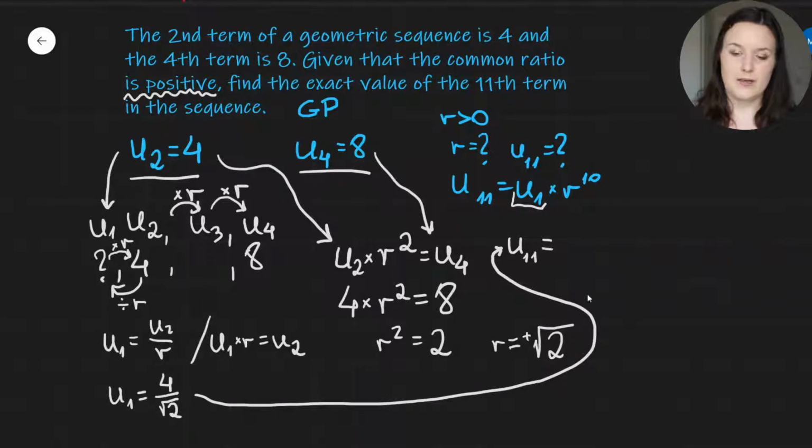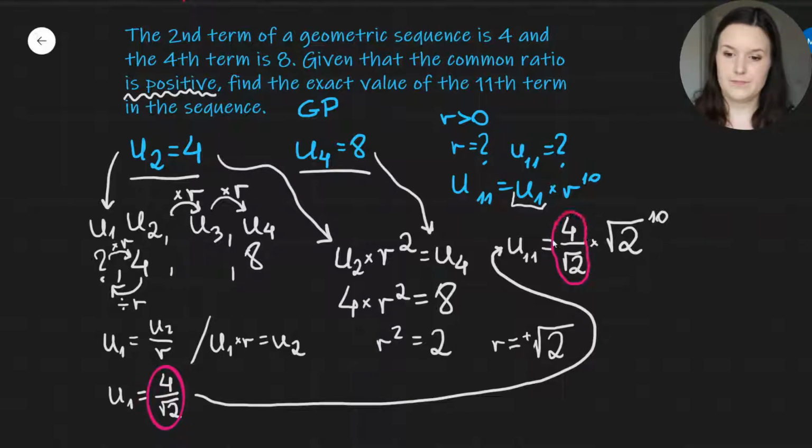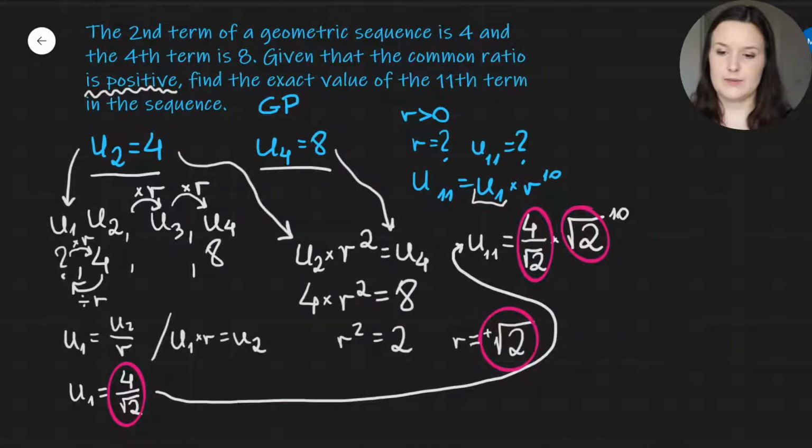When I calculate u11, u11 is the first term which I calculated, that is 4 over root of 2, times the common ratio which I calculated, that is root of 2, to the power of 10. So basically I substitute what I got. 4 over root of 2 is u1 and r is root of 2. And based on that I calculate u11. Okay, let's do it then.